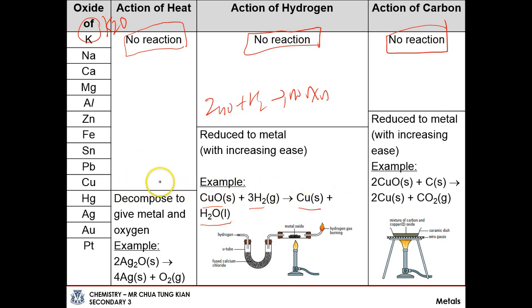So as we move across here, copper and carbon. Copper oxide can also be reduced by carbon to give you copper and carbon dioxide.